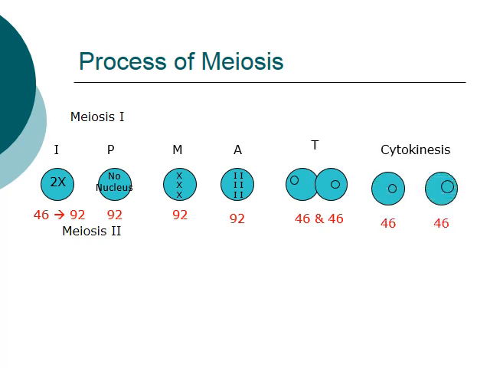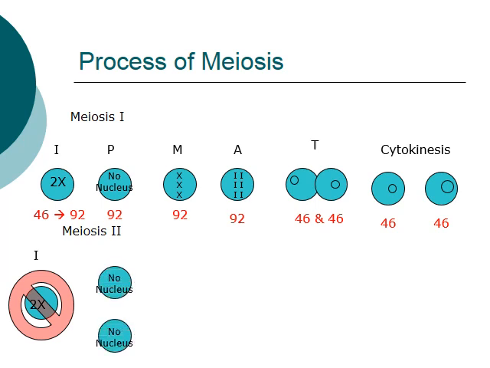And we're left with 2 cells with 46. But remember, if we're talking about sex cells, we don't want to have 46 chromosomes. We have to do it in half. So now we're going to go into meiosis 2, and we're not going to have an interphase. There's no interphase because we don't want to duplicate it again. We want to cut it in half. So we're going to go directly into prophase.